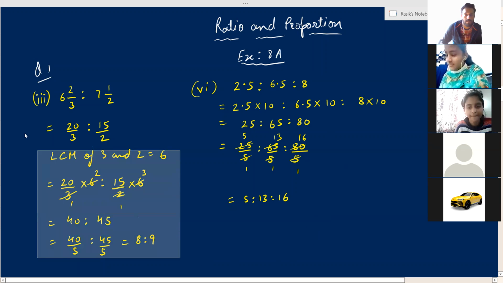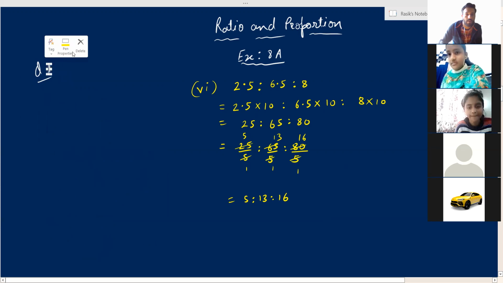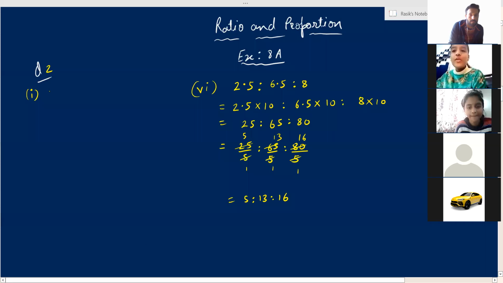Let's start with question number 2 without wasting any time. Sir, first we will convert rupees into paise. Question 2. 75 paise ratio 3 rupees, first part. Sir, before doing question number 2, can you explain question number 4?